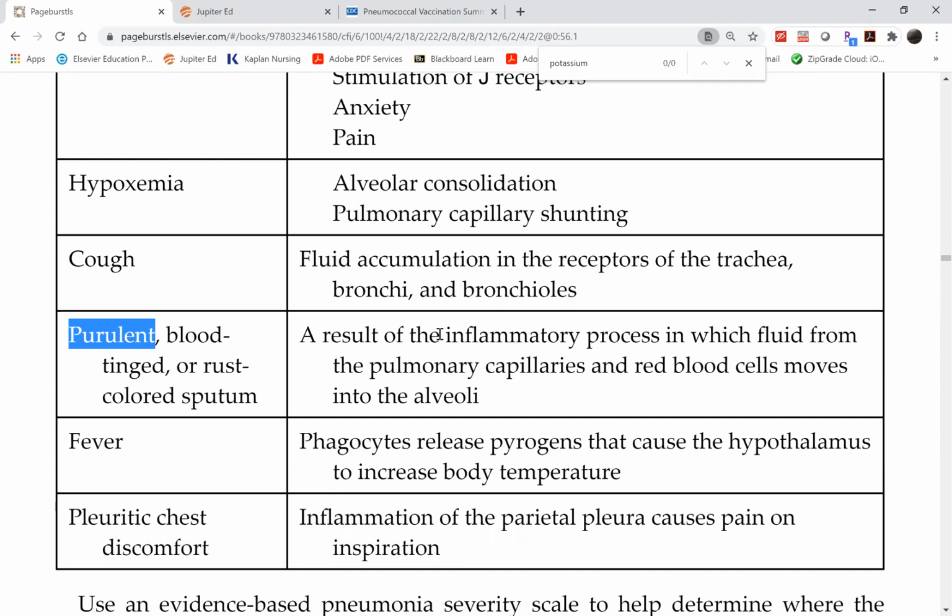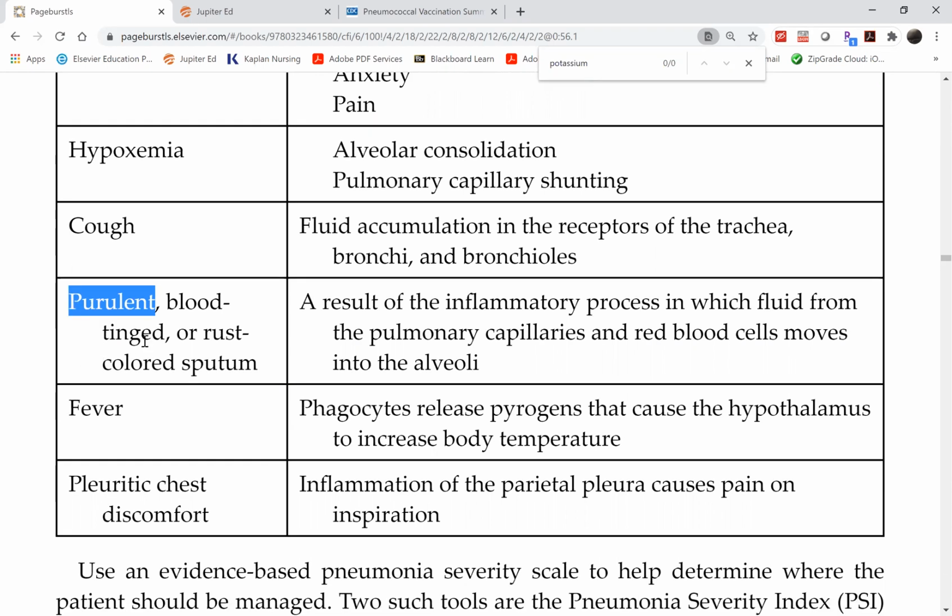But it's not uncommon to see rust-colored sputum. It will be colorful, okay? Not clear or white anymore. So either yellow, green, brown, or let's say orangey. So that's purulent already. That's pus.